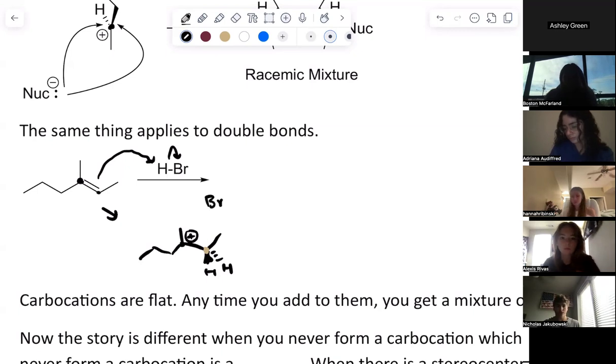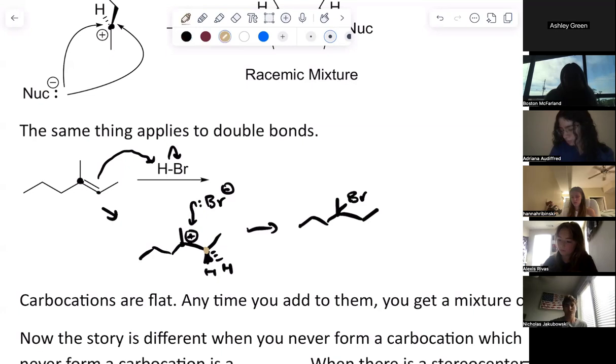But then something interesting happens here. I'm adding something into something flat to make it sp3, right? If I just think about this without thinking about the stereochemistry, this carbon is now sp3. This carbon now goes into the third dimension. I need a wedge or a dash here. Is that carbon a stereocenter?